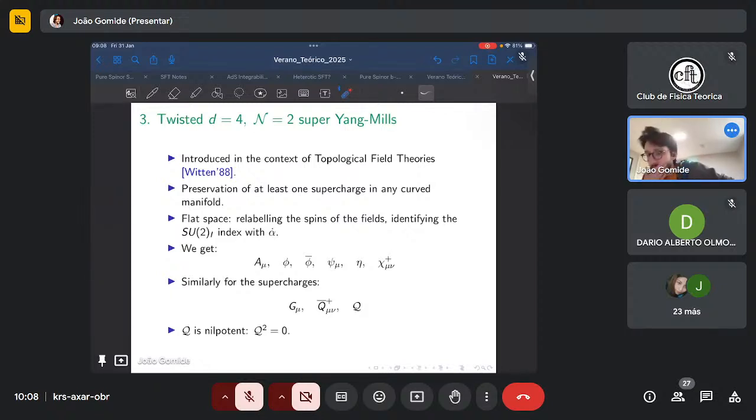Okay, so the thing about topological quantum field theories is we start with the thing we talked about in the beginning, the N equals 2 super Yang-Mills.